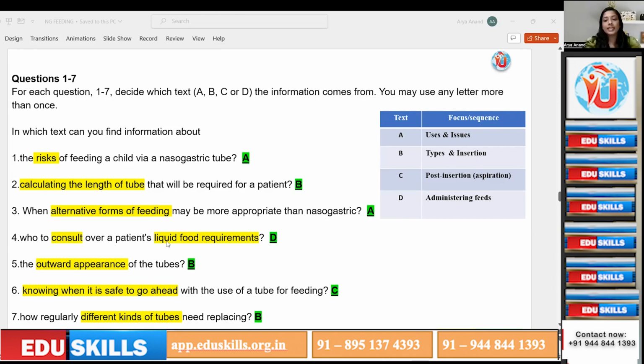Okay. Who to consult over a patient's liquid food requirements. D. So liquid food requirements, dietitian. Yes. The outward appearance of the tubes. B. Appearance of tube, types. Where we have discussed. Yes, types. B. Knowing when it is safe to go ahead with the use of a tube for feeding. So C. Post insertion, according to the aspiration, right? Yes. How regularly different kinds of tubes need replacing? Different kinds of tube, D.